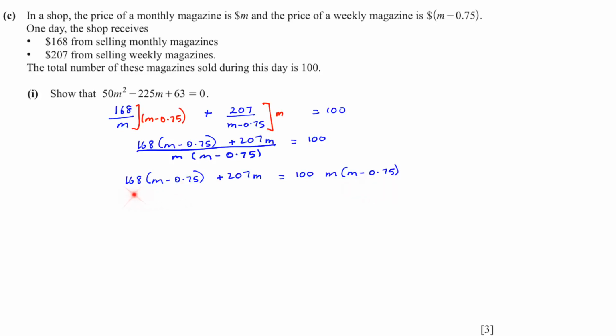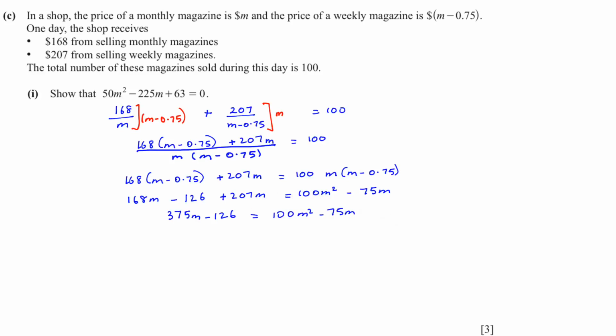Expanding the bracket here will give us 168M minus 126 plus 207M. 100M multiplied by M is 100M square. 100M multiplied by negative 0.75 is negative 75M. Bring everything on one side. So you will get, before that, we'll simplify here. 168 plus 207. M will give you 375M minus 126.